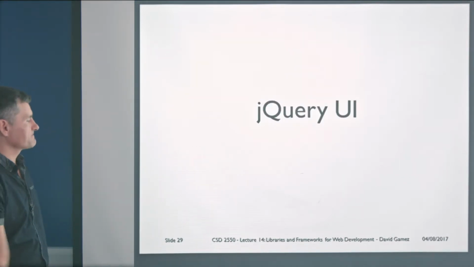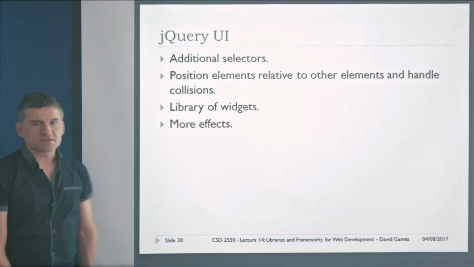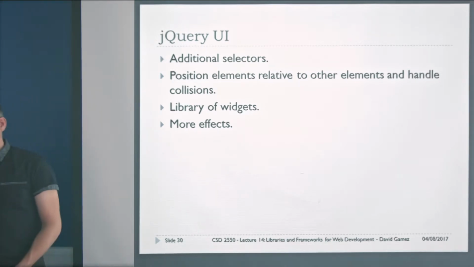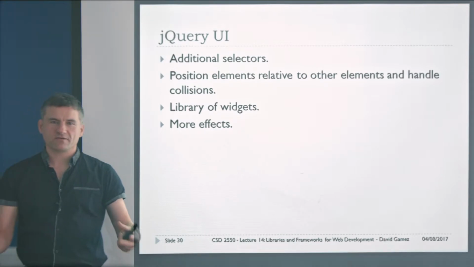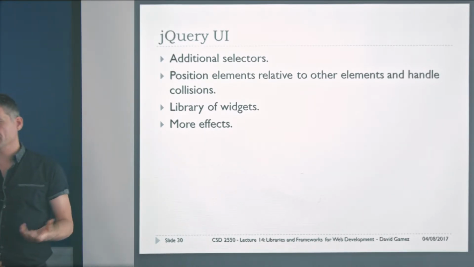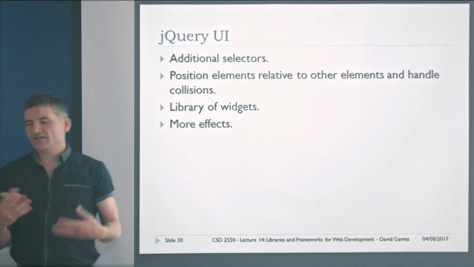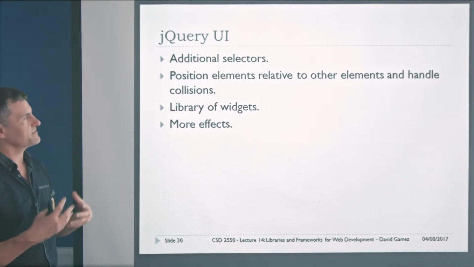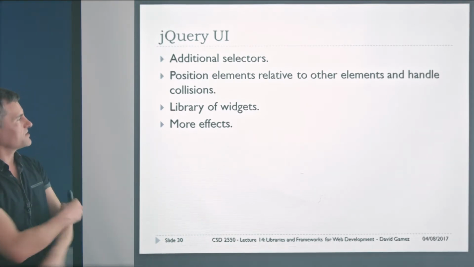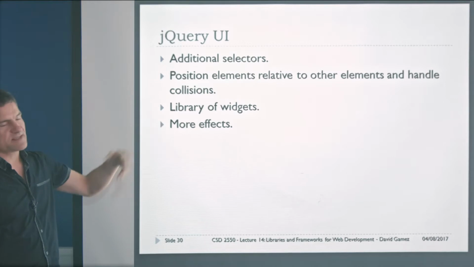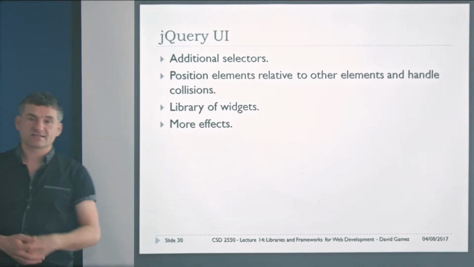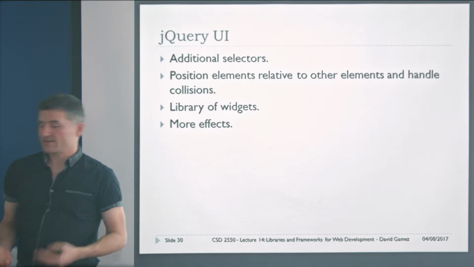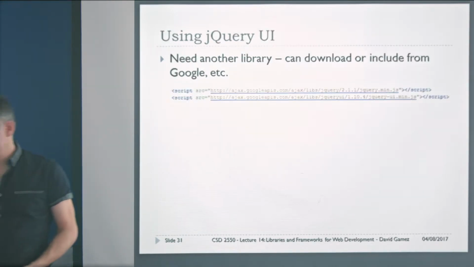So next I'm going to talk about jQuery UI. UI is an additional library that sits on top of jQuery. It's got some additional selectors. It's got collision handling, and fancier stuff like drag and drop. It's got a library of widgets, not that fancy, medium fancy, let's say, and some more effects, some of which are rather pointless, as I'll show you.